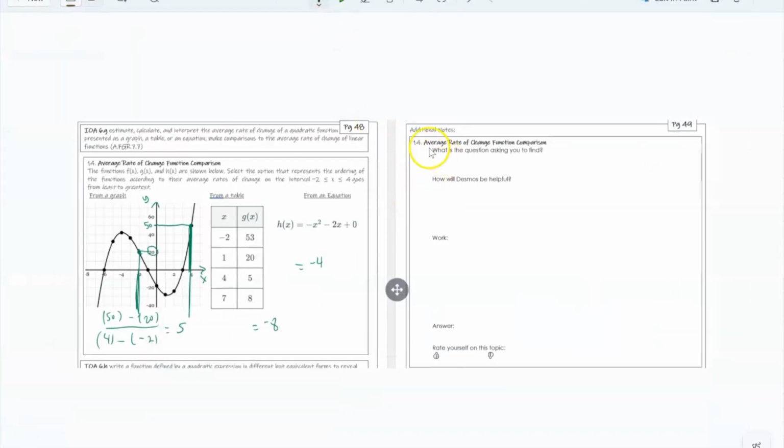And again, what is this question asking you to find? How will Desmos help you? Where is the work for it? So you can put the work here or you can put the work here, wherever you have space is fine. What is your answer? Rate yourself on this topic. You're doing that for every single question to make sure you're okay.